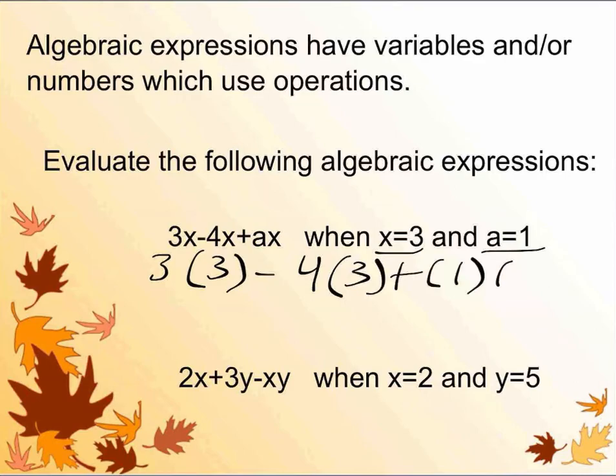Alright, so remember your order of operations. Let's take care of all of our multiplication first. 3 times 3 is 9, minus 4 times 3 is 12, plus 1 times 3 is 3. So 9 minus 12 is negative 3, plus 3 equals 0.